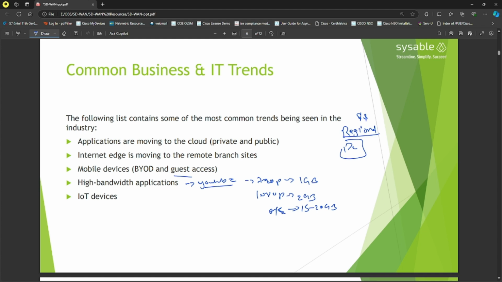IoT devices do not require much bandwidth. Most of the IoT devices are still running on 2.4 gigahertz. Very few of them are running on 5 gigahertz, which would utilize the high speed. But IoT devices are becoming more and more common now. So that means people are adding those devices to their home internet and everything in order to manage them remotely.